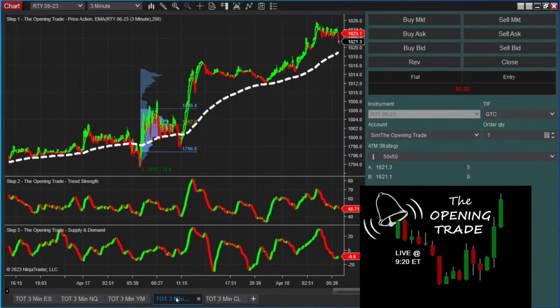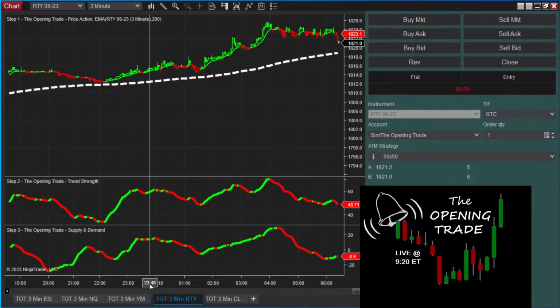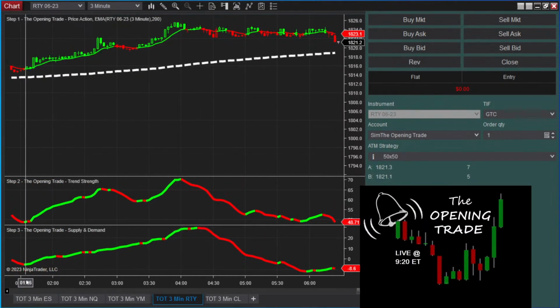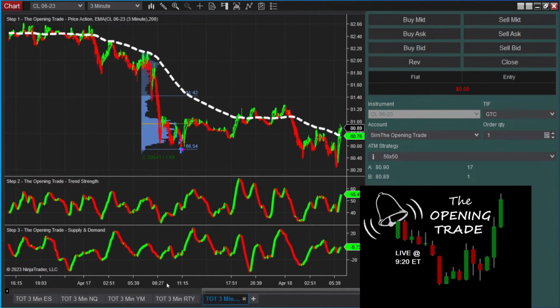Now let's take a look at the Russell. Here's yesterday starting, went through today, and then let's look at crude oil. All right, so crude oil is here for yesterday through to today.